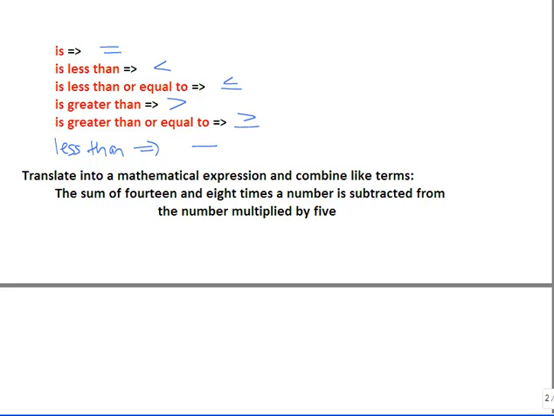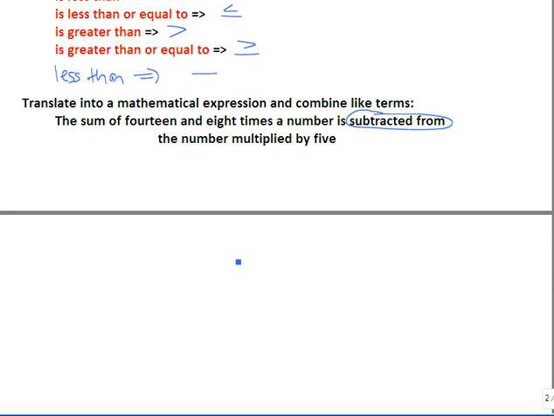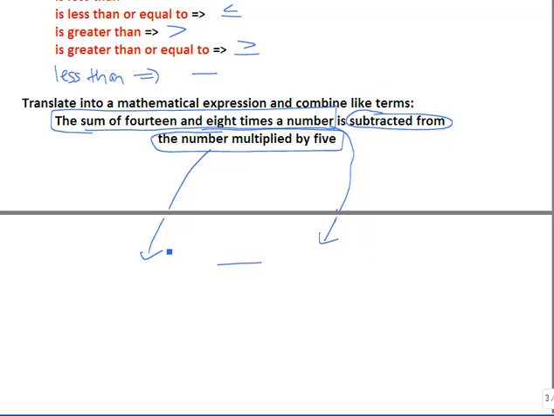One key phrase that I see that should kind of make bells go off in your head is this phrase, "subtracted from." Remember, that means to switch the order around. So we want subtraction, but whatever comes in front of that phrase, which is all of this stuff, the sum of 14 and 8 times a number, all of that is going to come after the minus sign. And whatever comes after the phrase "subtracted from," which is all of this stuff, is going to come in front of the minus sign.